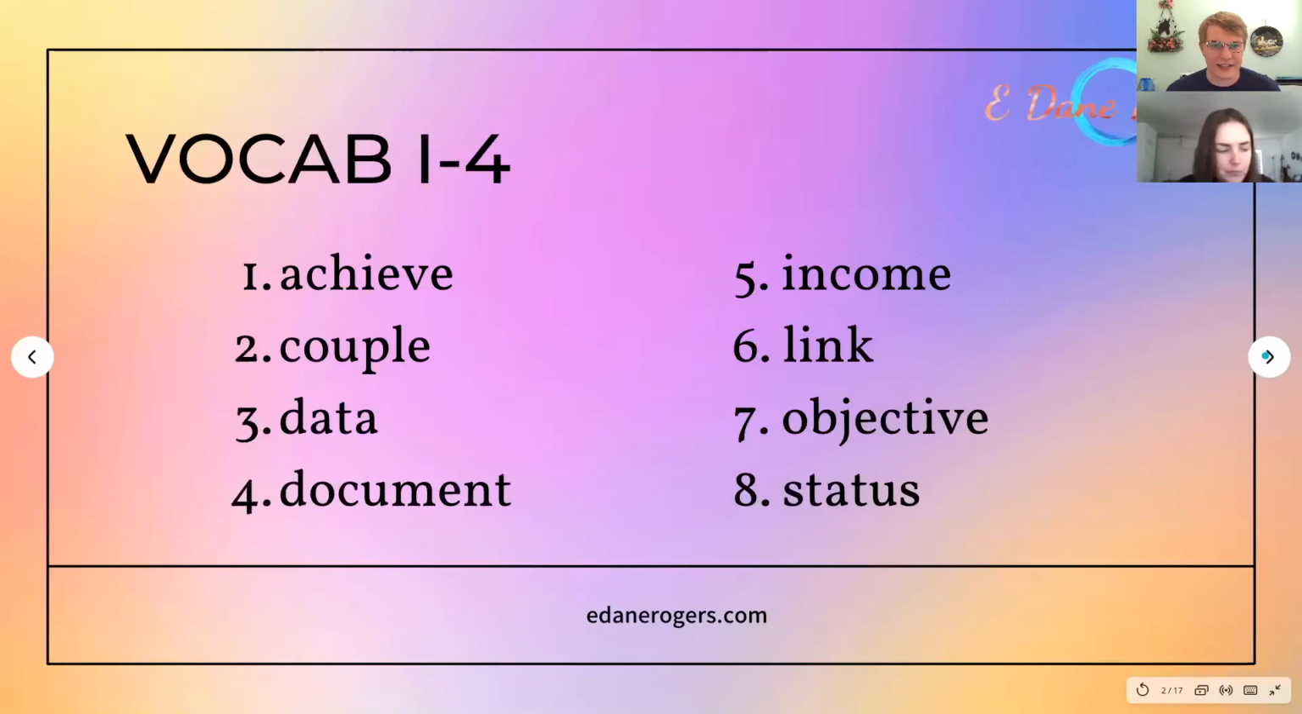So first, if I could have you read our vocab list of these 8 words. Okay. So, achieve, couple, data, document, income, link, objective, status. Good. So this one, the IE is a little harder, achieve, like it's an EE sound. Otherwise it was good. Objective has the accent on the E, so objective. Other than that, it was really good.